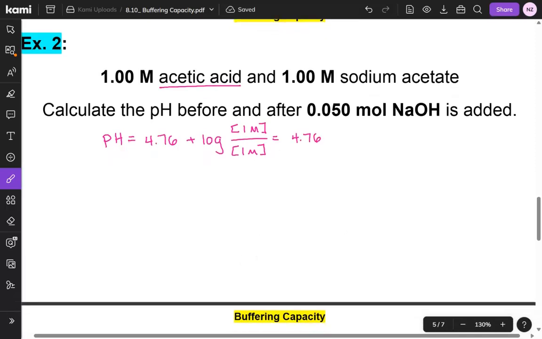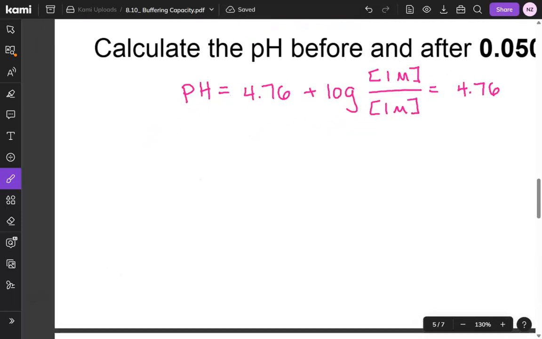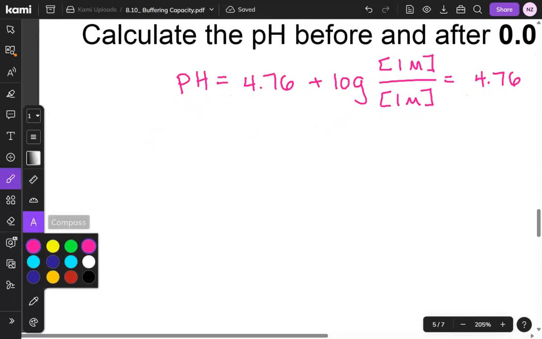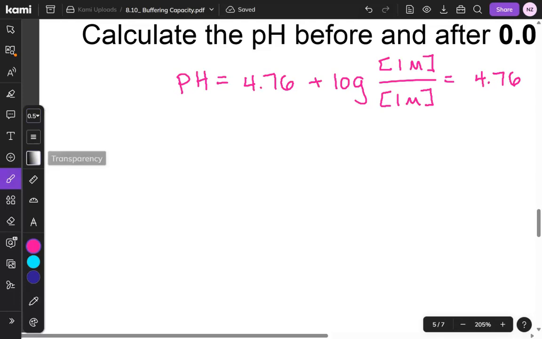Okay. So now we're going to need to do a rice table. Our rice table is going to be slightly different this time because we have higher concentrations.